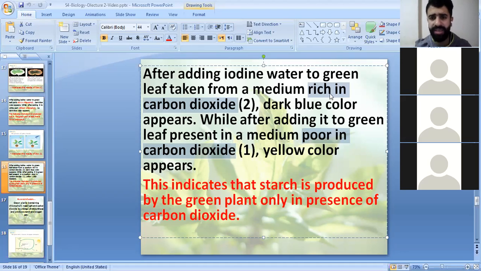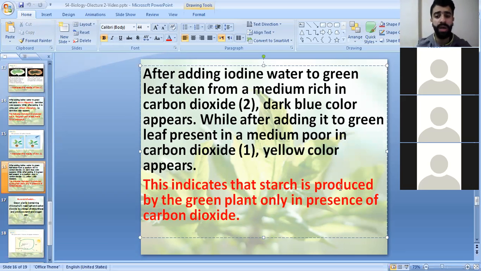Dark blue color with iodine is a positive result, while yellow color with the iodine test is a negative result. So this indicates that starch is produced by the green plant only in the presence of carbon dioxide. So carbon dioxide is very, very important for the process of photosynthesis.